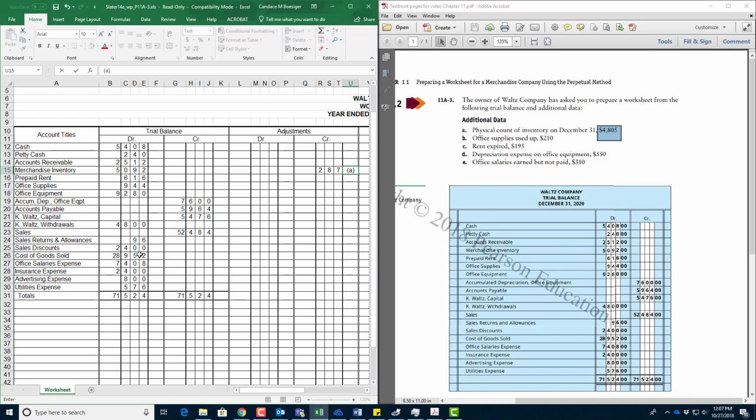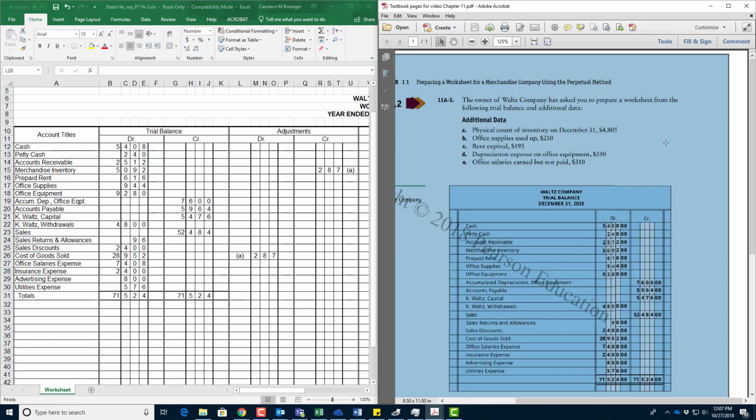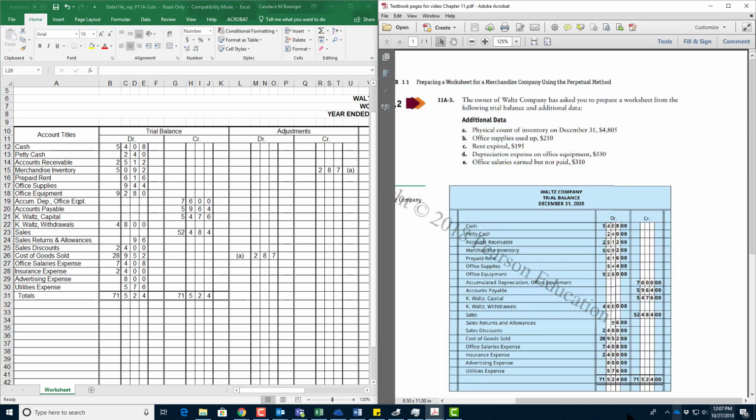On all, or most, of the journal entries, the other part of this entry went to cost of goods sold. So on the worksheet, the same thing happens. Cost of goods sold, $287. Okay, adjustment B.